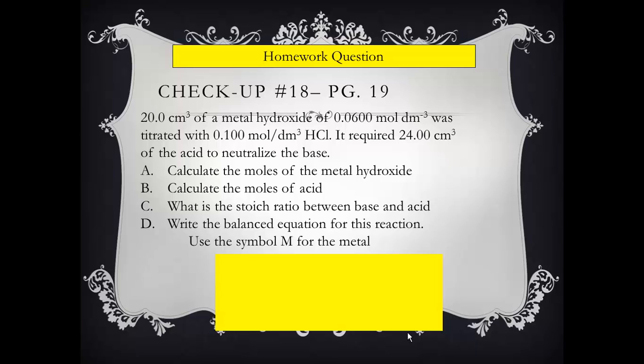Alright, second homework question. Same type of problem. You're trying to find the stoichiometric ratio. You have 20 milliliters of the metal hydroxide of 0.060 moles per liter of your base, 0.100 moles per liter of your acid, and 24 milliliters of that acid. So the first step is to find the moles of our metal hydroxide. So you gotta get 20 milliliters into liters or decimeters cubed. Use the molarity, and that will give you moles. Same thing for your acid. Then take the ratio, and then from the ratio you can write the balanced equation. So whatever the ratio is, those are the coefficients for your balanced equation.